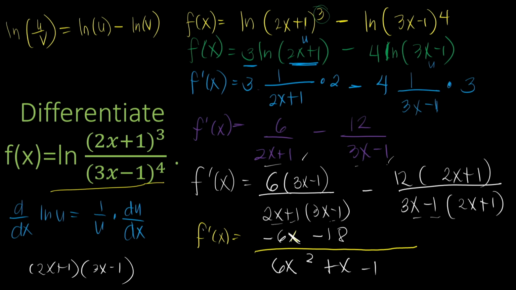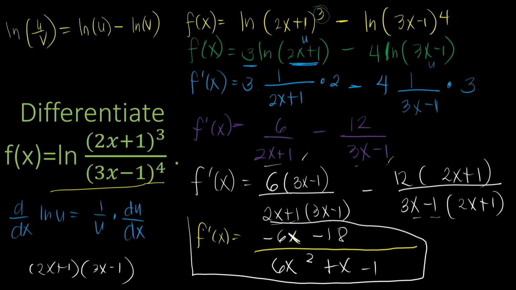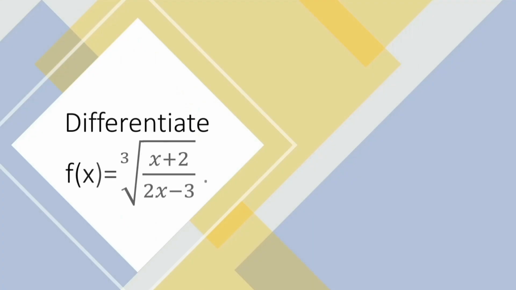Minus 1. Okay, so that's it. Negative 6x minus 18 over 6x squared plus x minus 1. So, let's try another one.